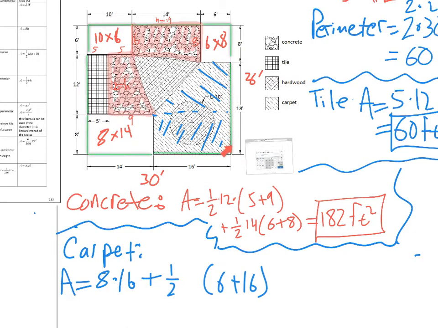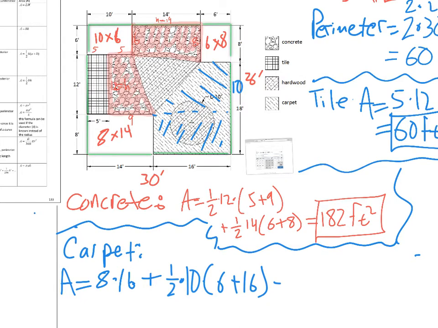Well, this whole thing is 18. This bit is 8, so this bit here must be 10. So we're going to multiply by 10. Now, that is the rectangle plus the trapezoid. We need to subtract the circle.